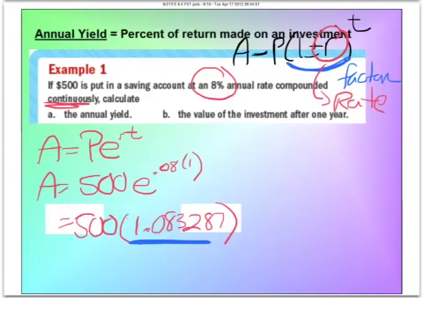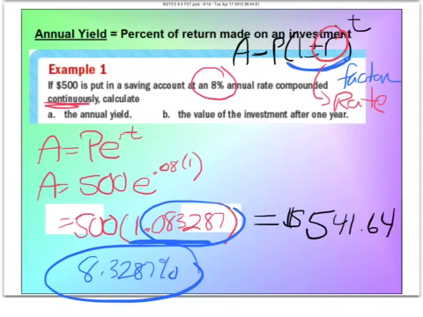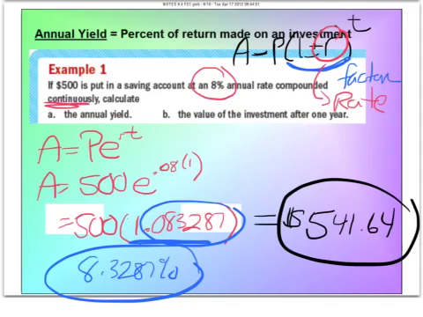But what's the actual percent? It's this number right here written as a percent. So it's really 8.3287% is the actual yield on this investment. You can easily answer part B, what is the value of this investment? Just simplify this and you're going to get $541.64 is the answer. Okay.